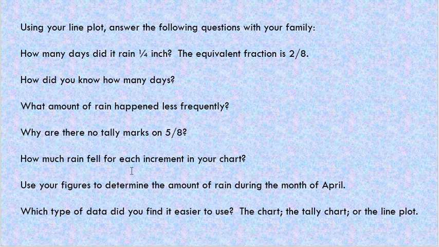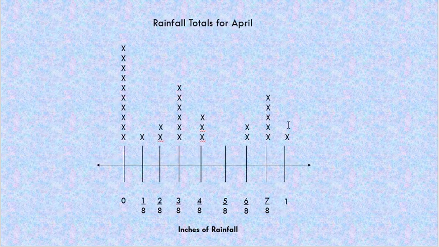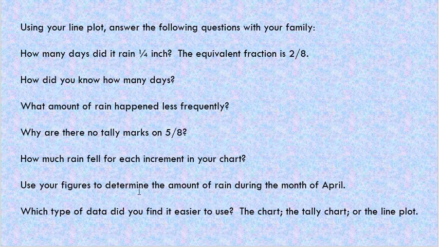How much rain fell for each increment in your chart? So looking at your chart, figure out for each day how much rain was on that particular measurement. For example, if we looked at 1, we would say on one day there was 1 inch of rain. Then 5 days got 7/8 of an inch. So we would add those. Add each one of those days together to see how much rain there was. Once you have your figures, use that to see exactly how much rain fell during the month of April.